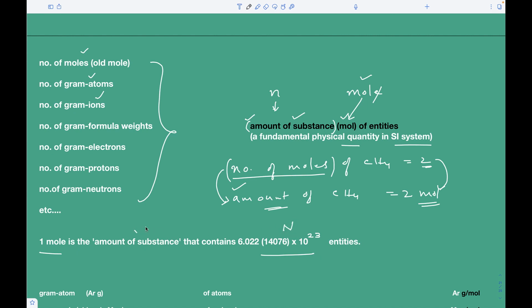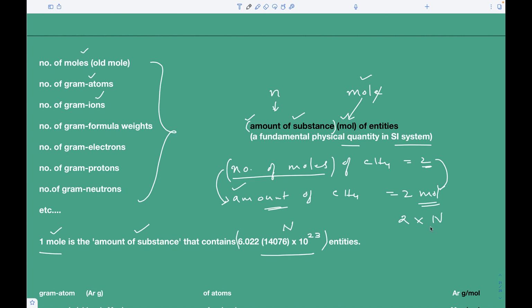So if the amount of substance you have is 1 mole, that means you have an Avogadro's number of entities or particles. Obviously the converse is also true. If you have an Avogadro's number of particles or entities, that means the amount of substance you have is 1 mole. Here we are saying the amount of methane is equal to 2 mole.